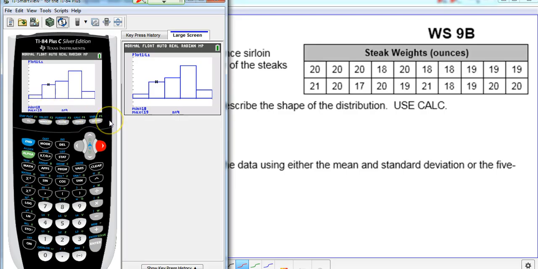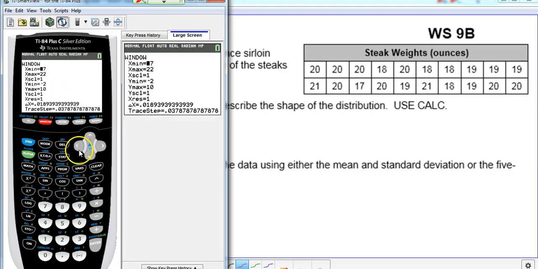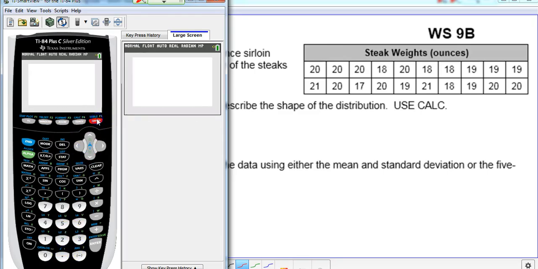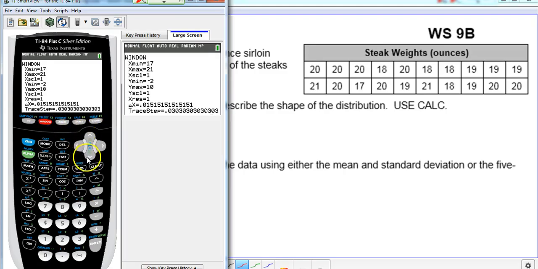Philip, why did you choose to do 22? Because if I do 21, it cuts off the category at 21. I'll show you. If I change this to 21, you don't see the 21-and-above category. It doesn't give you that bar, because that was 17 and above, and our minimum was 17.